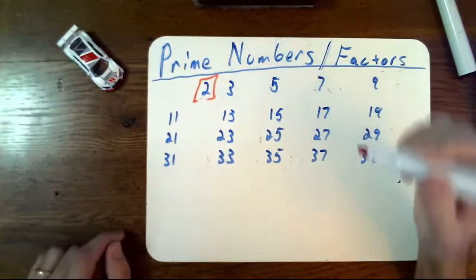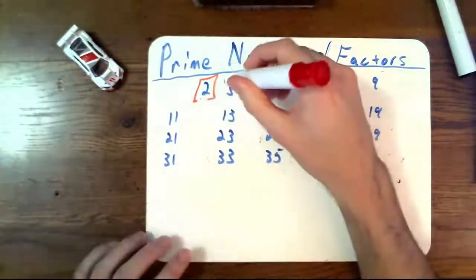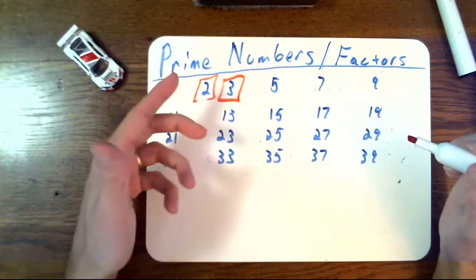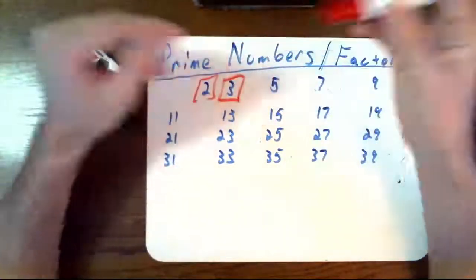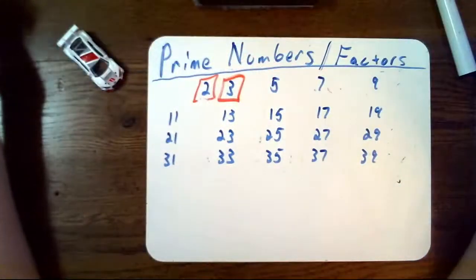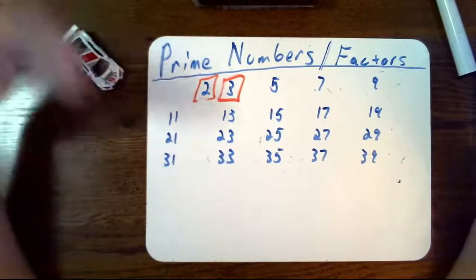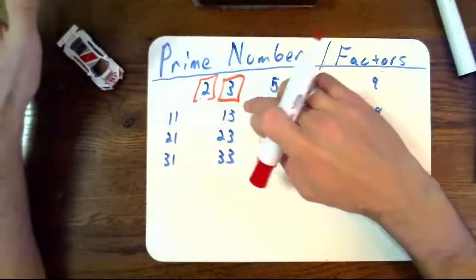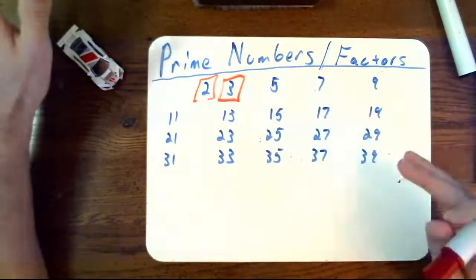So what's the next prime number? Well, the next prime number is 3. Can 3 be divided by 2? No. Well, I mean, it can be, but you're not going to get an integer out of it. You would just have it as a fraction, that doesn't count either. Meaning every multiple of 3 is now going to be deleted.